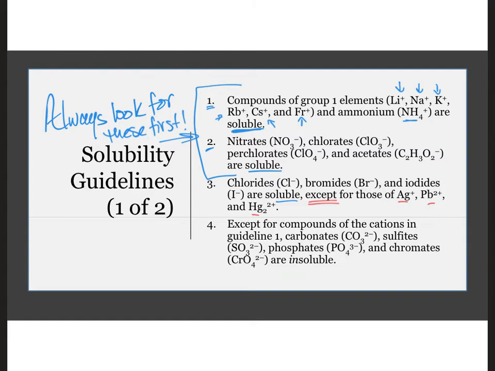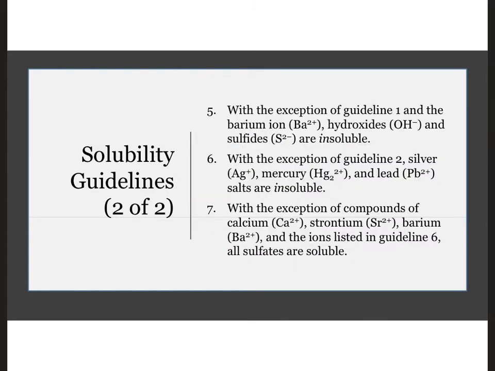Fourth, carbonates, sulfites, phosphates, and chromates are insoluble unless they're paired with an element from Rule 1. Fifth, hydroxides and sulfides are insoluble except when paired with ions from Rule 1 or barium. Sixth, silver, mercury, and lead-2 salts are insoluble except when paired with the anions from Rule 2. And finally, all sulfates except calcium, barium, strontium, silver, mercury, or lead-2 are soluble.